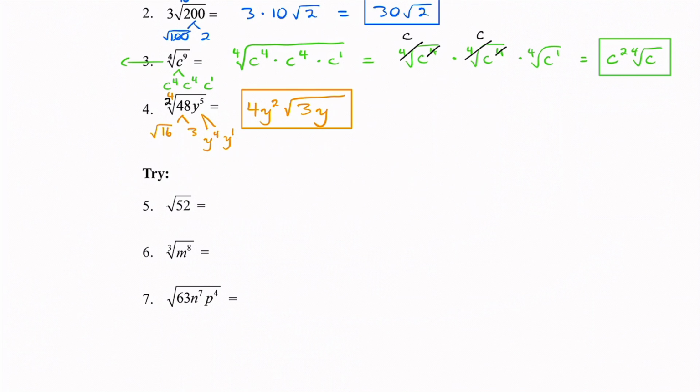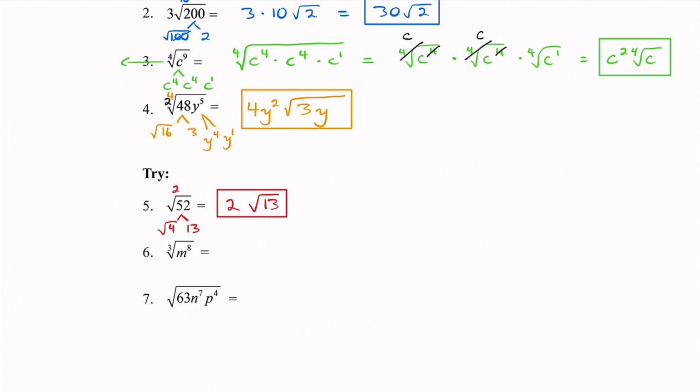So simplifying number 5 here, root 52, I can break 52 down into some perfect squares. I'll break that down into 4 times 13, and then the square root of 4 is a 2. So a 2 is going to be able to come out, but the 13, that is not a perfect square. That just gets stuck back in the radical. So we got 2 root 13.